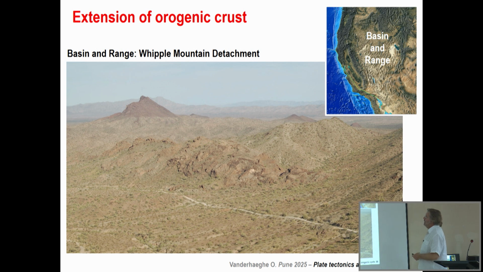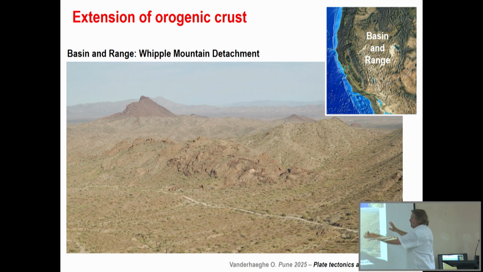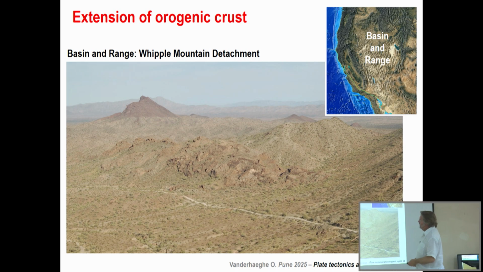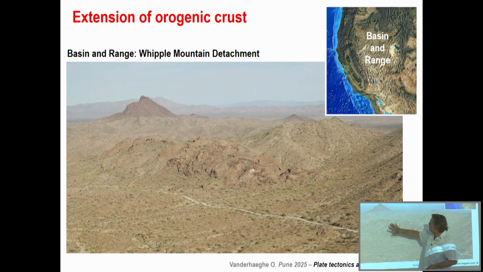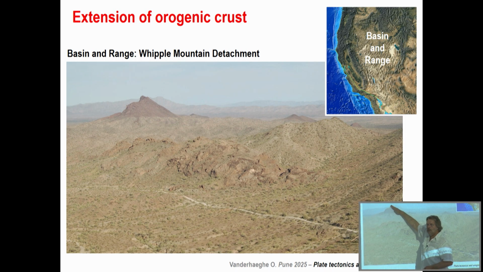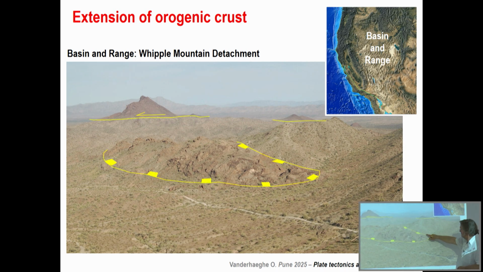Second thing, extension of orogenic crust. Well, that was mostly identified in the Basin and Range region of Western North America. In this area of desert, that's in the Whipple Mountains, in the Basin and Range, you see these more red units are actually volcanic and sedimentary units with the bedding like this, and they are in contact with gneisses and granites. And the contact is like this.